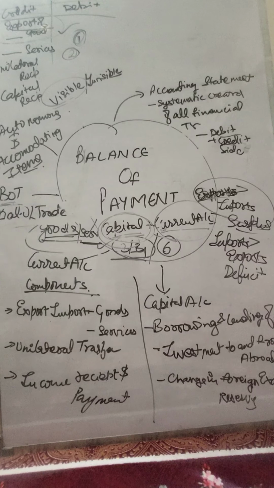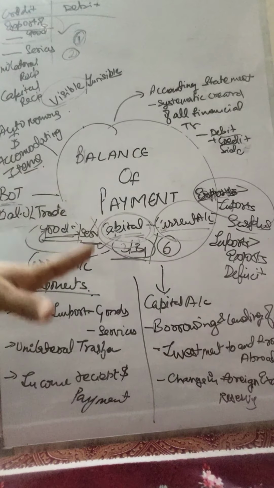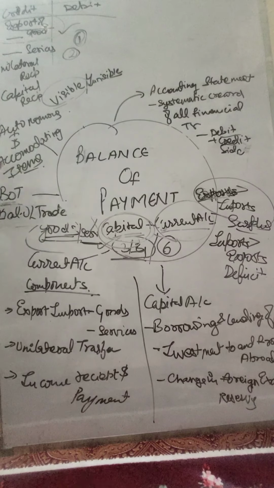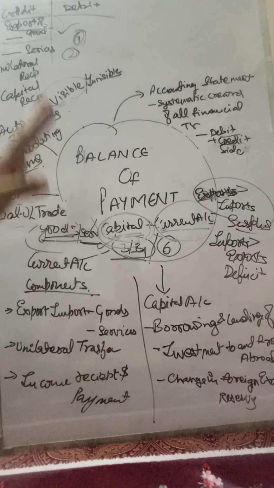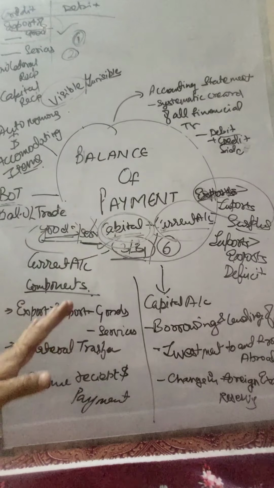Second, under the difference, autonomous transactions are said to be independent. That means they are independent of the state of the balance of payment account, whether it is balanced or in surplus. They are not involved in that, whereas accommodating items will take care of the balance of payment account also.